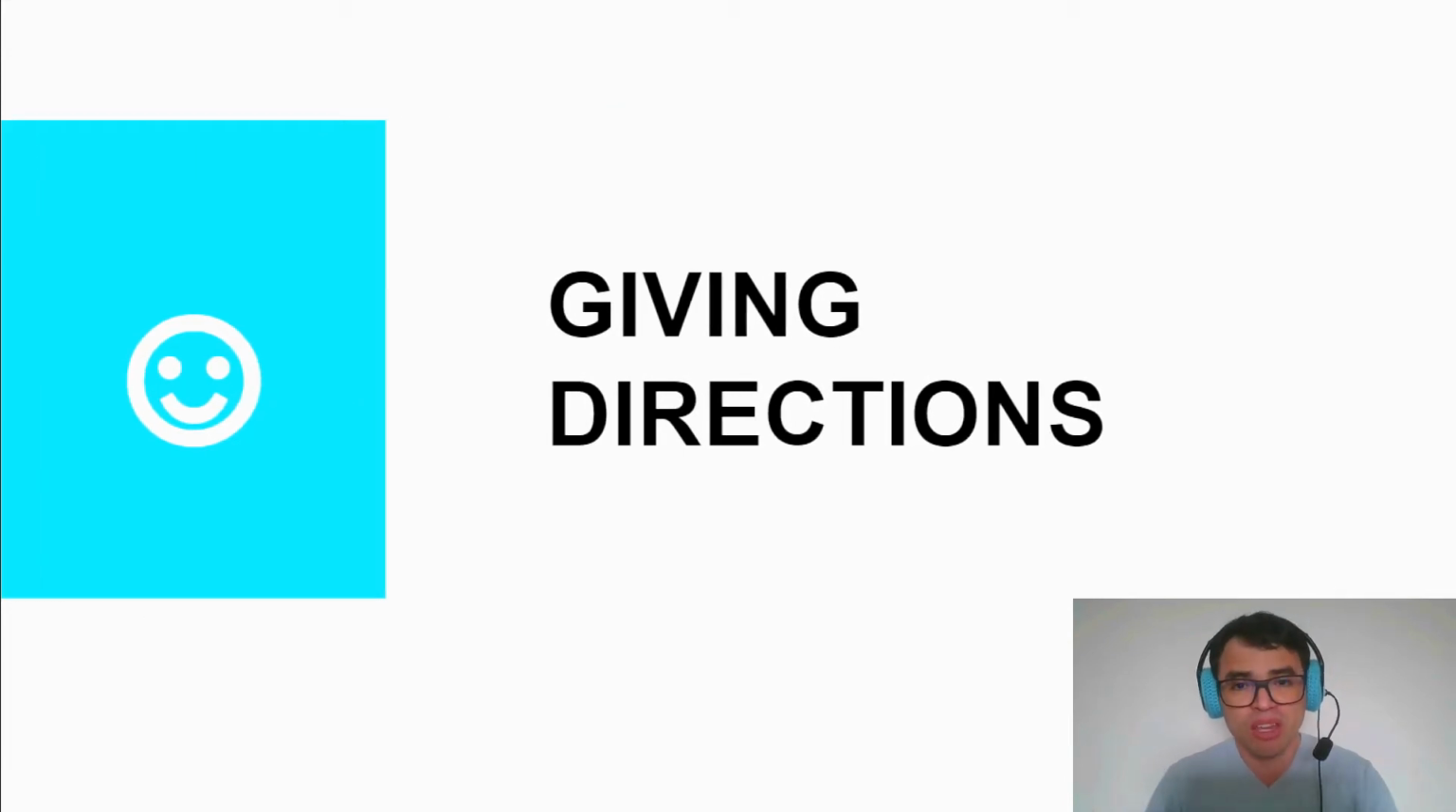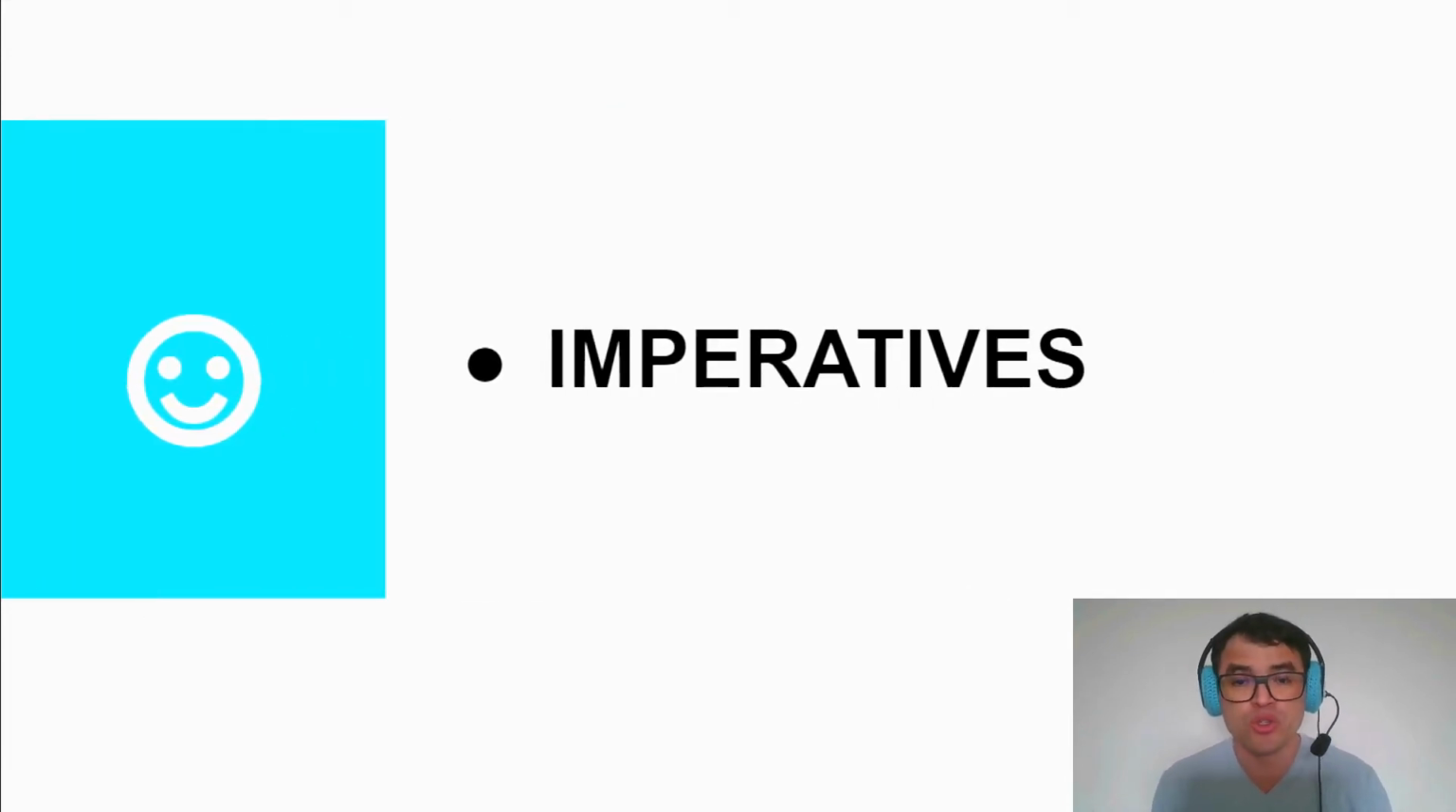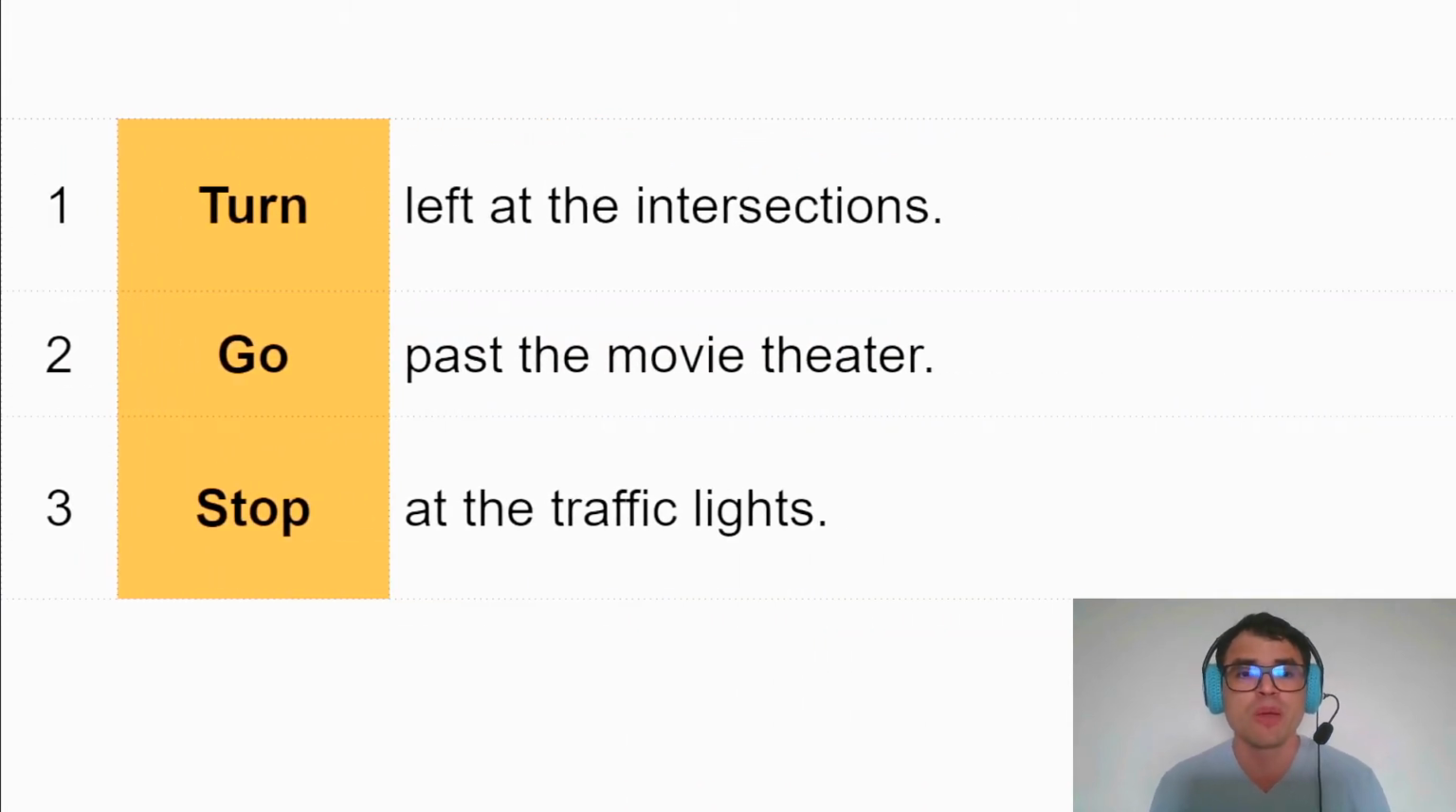Now, if you want to give directions, what can you use? You can use imperatives. For example, turn left at the intersections. Number 2, go past the movie theater. Number 3, stop at the traffic lights. Where do you see the imperatives? The imperatives are right there in orange.